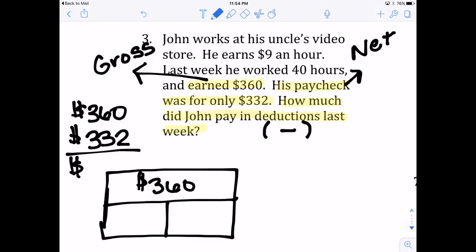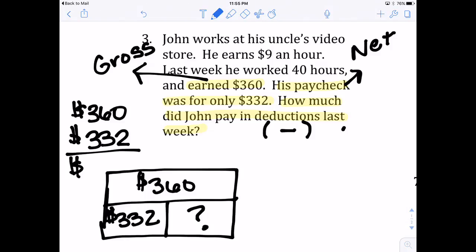The next question, do we know a part of the income? In this case, we're lucky and we do. We know that his net income is the $332 that he gets on his paycheck. What we're trying to find is this missing part right here, the deductions. Whenever you're looking for a missing part, you subtract.